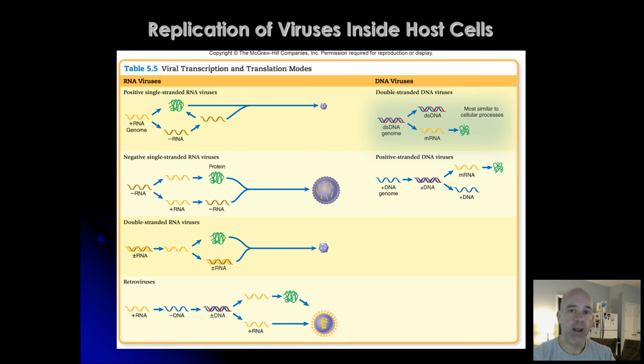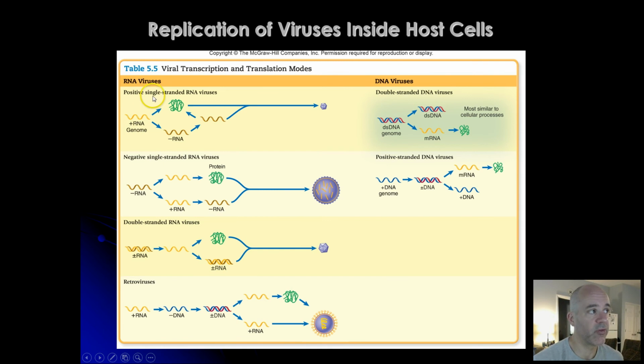All right, a little bit more about how viruses replicate inside their host cells. So I mentioned when we went over the different types of viruses, we said that there were RNA viruses and there are DNA viruses. And among your RNA viruses, we said there are positive single-strand RNA viruses, and there are negative single-strand RNA viruses. And this is a figure from your textbook.